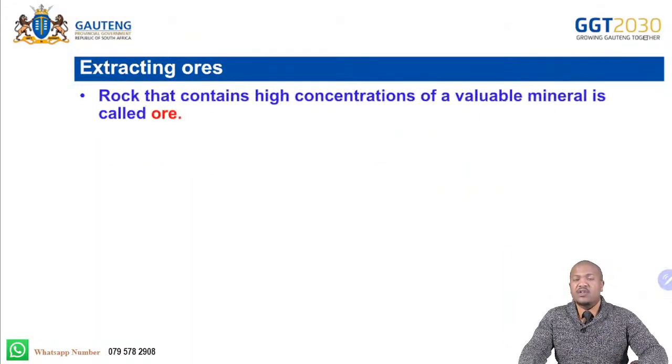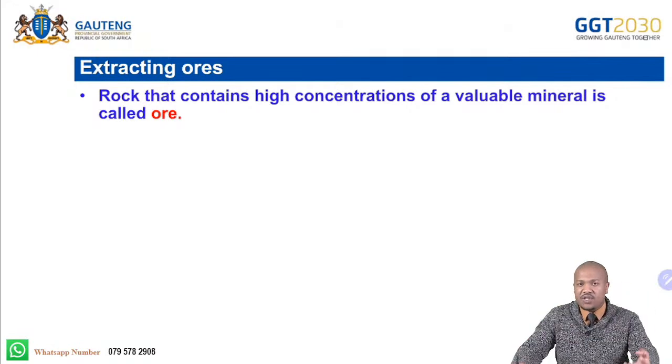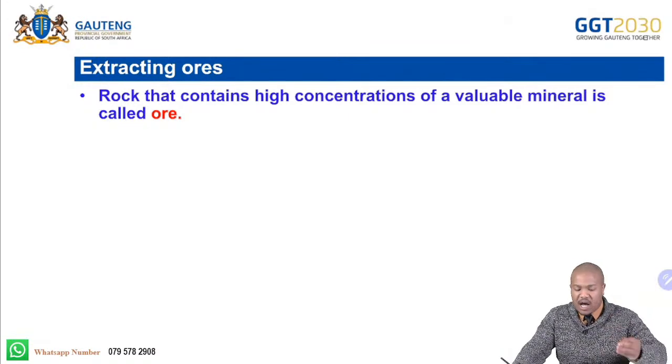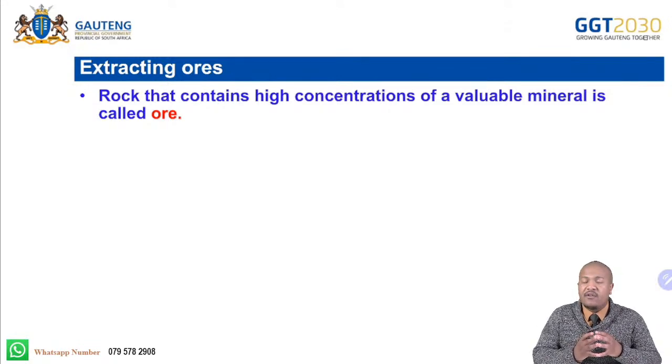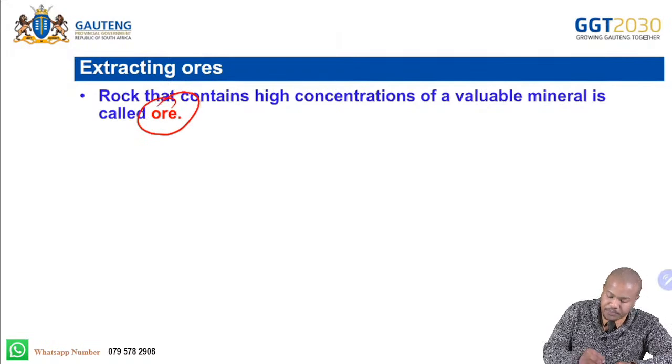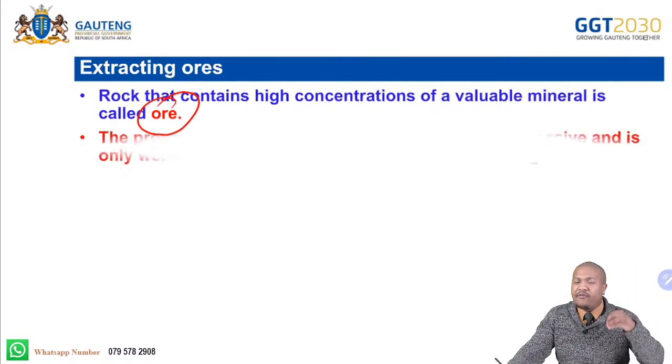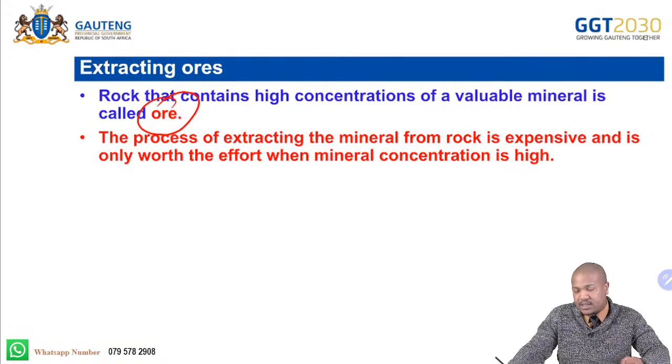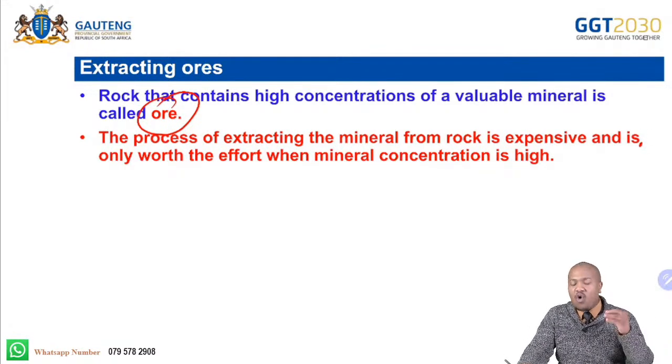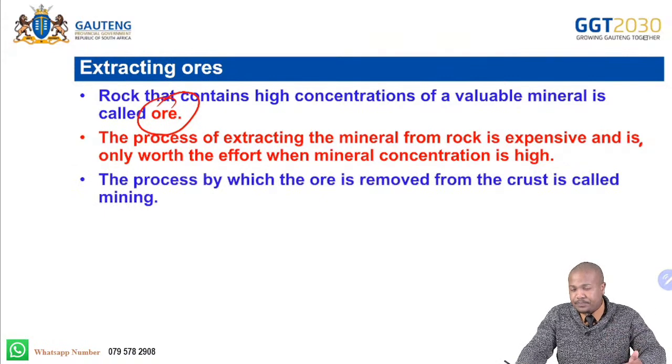As I've said, some of these minerals come naturally as they are from the lithosphere, and others need to be extracted from rocks that contain high concentrations of these valuable minerals. The rock that contains this high concentration of valuable minerals is called ore. This ore is where we find or extract our minerals. The process of extracting the mineral from the rock is so expensive, and is only worth the effort when the mineral concentration is very high.